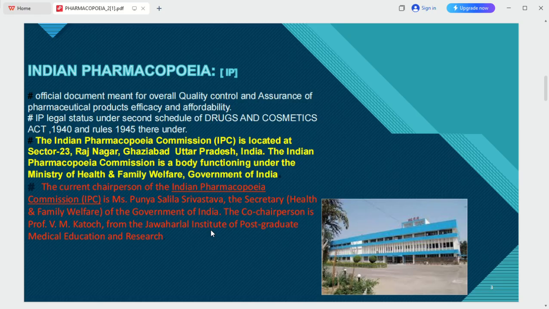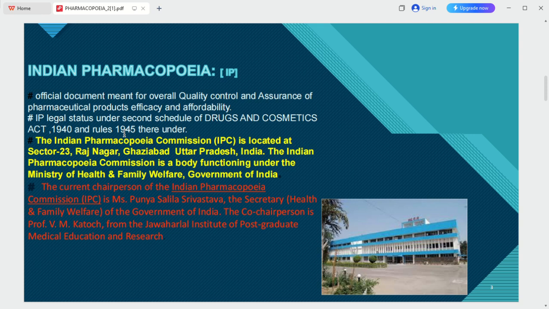The Indian Pharmacopoeia has legal status under the Second Schedule of the Drugs and Cosmetics Act, 1940, and the Rules of 1945 thereunder. This is the legal status of the Indian Pharmacopoeia Commission.